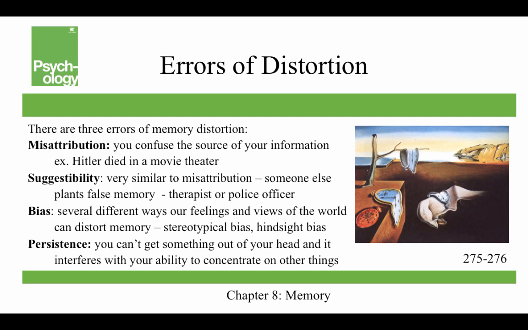Suggestibility is very similar to misattribution, except that someone else plants the false memory, like a therapist or a police officer. Bias: there are several different ways our feelings and views of the world can distort our memory. And so your book talks about things like stereotypical bias, where we use stereotypes, or the hindsight bias, which we talked about in a previous chapter.